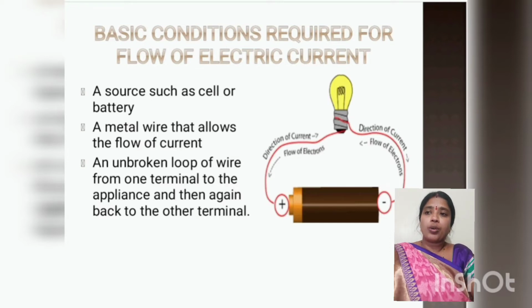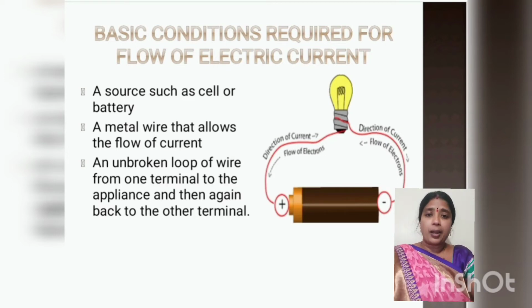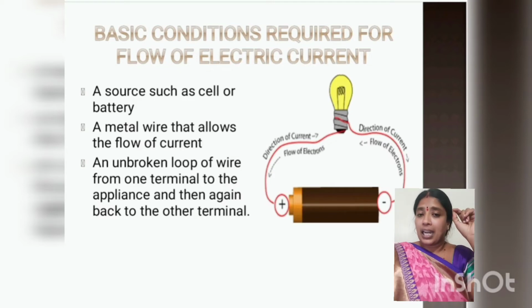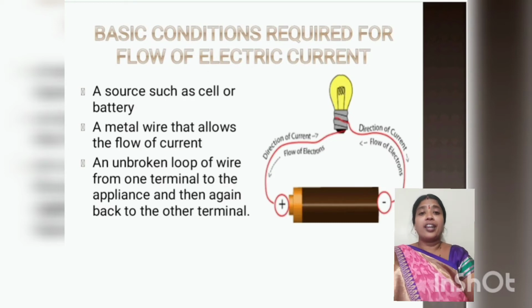Now an unbroken loop of wire from one terminal to the appliance, and then again from that appliance to the other terminal. In this case the appliance is a bulb. So one terminal of the cell is connected to one end of the appliance with an unbroken loop of wire. Then another terminal is connected to the other end. What will happen if the path is broken? There will be no flow of current. So it is very important that the loop should be unbroken.